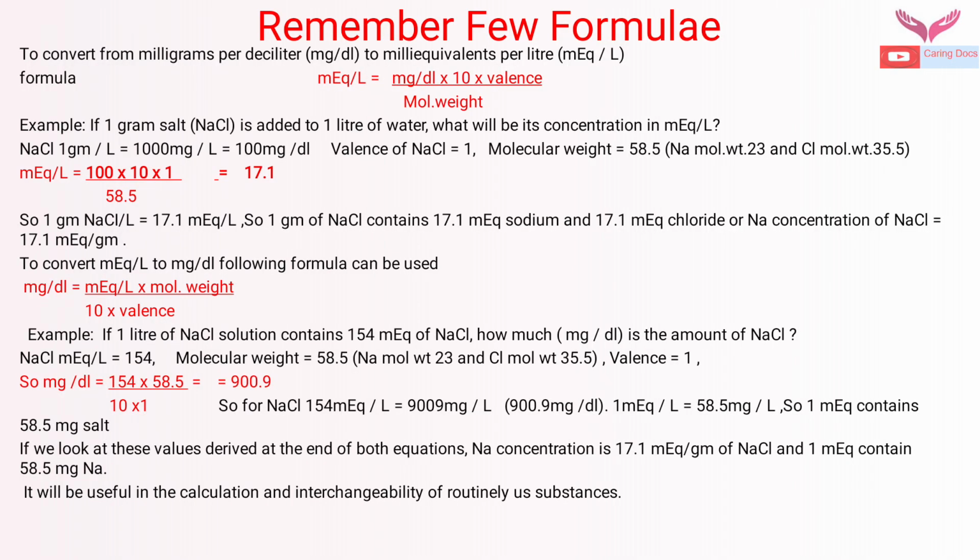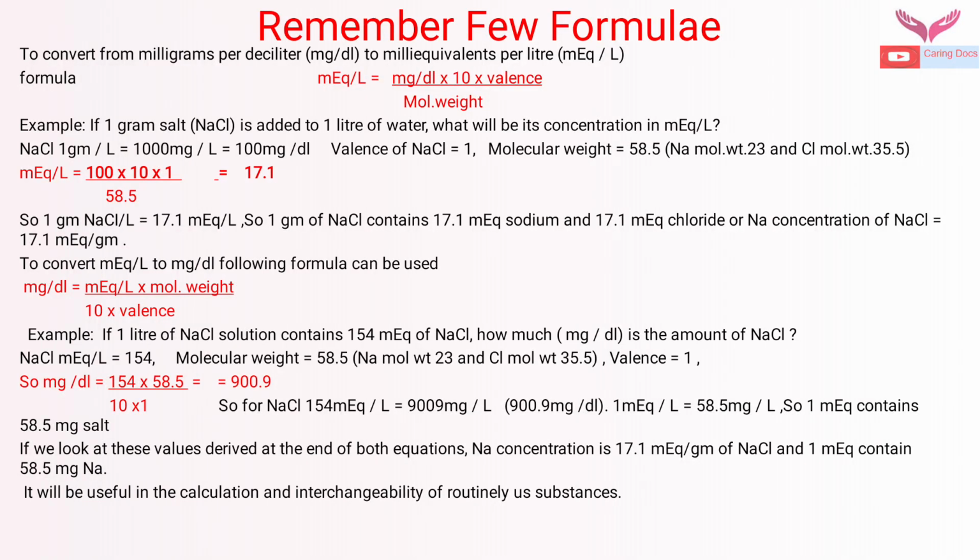Just remember a few formulas to convert from milligrams per deciliter to milliequivalent per liter. The formula is: milliequivalent per liter is equal to milligram per deciliter times 10 times valency, divided by the molecular weight.